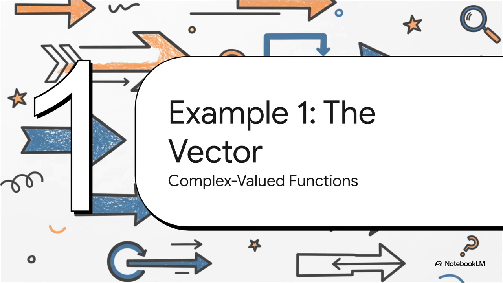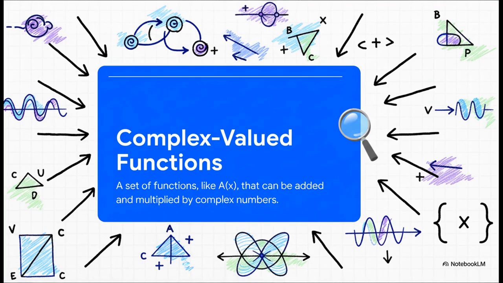All right, let's put this new idea to the test with our first, kind of surprising example. Can a function really be a vector? Let's take a look. Okay, so we're looking at something called continuous complex valued functions. Now, don't let the fancy name scare you off. All that really matters for us is that they're a set of well-behaved functions. The key thing is that they can be added together and multiplied by complex numbers, which are just numbers that have both a real part and an imaginary part.